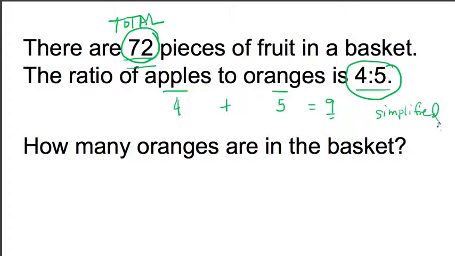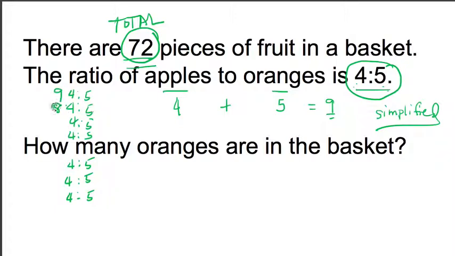So what you need to do is find an equivalent ratio so that when you add them, it will total 72. There are many ways of doing this. I can keep on adding 4 and 5 together until I reach 72. Let's see how that works out. So 4 plus 4 is 8, 4 plus 5 is 9.